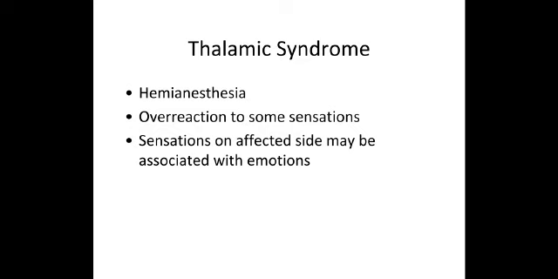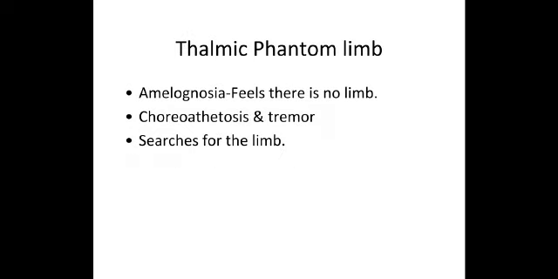Involuntary movements like choreoathetosis and tremor can occur. Amylognosia is that he feels there is no limb and he also searches for the limb because the person is unable to localize the position of the limb. This is called thalamic phantom limb.